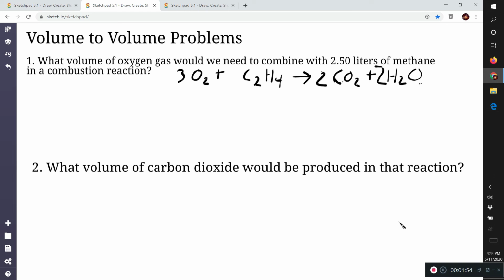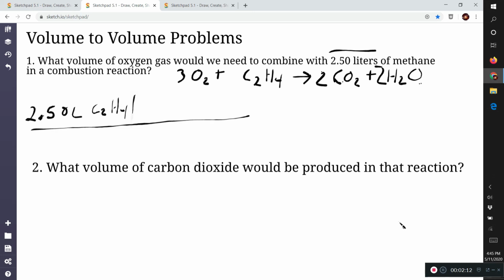So we're going from a volume of oxygen starting from a volume of methane. So we're going to start with 2.50 liters of C2H4. Now, according to the conversion we learned, 22.4 liters of any gas is 1 mole.